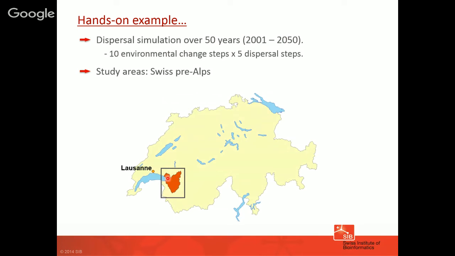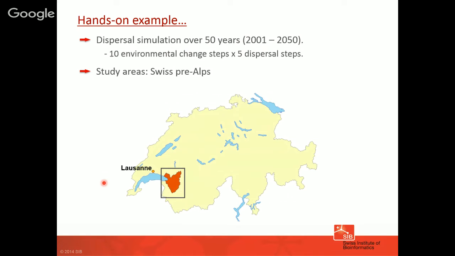The study area of the test data, you will recognize this shape. It's basically the study area where the group of Antoine Guisan often works. So we have a lot of data for this study area, and this is what we often run models for, at that location.